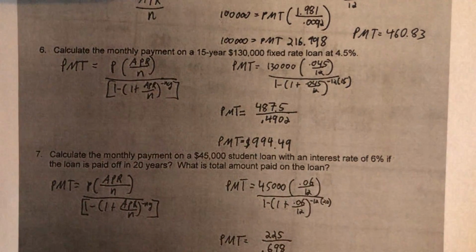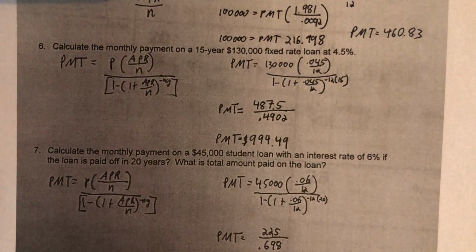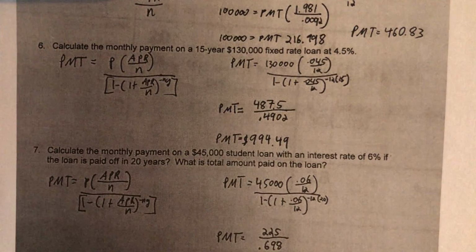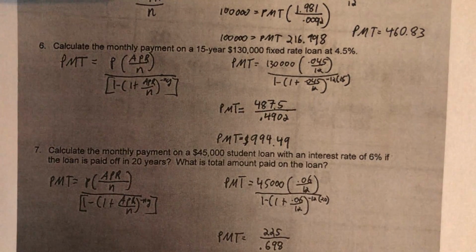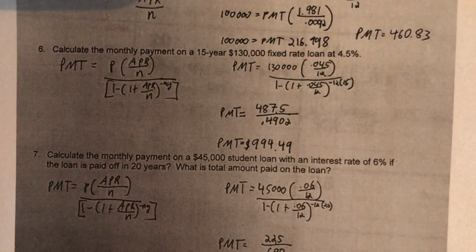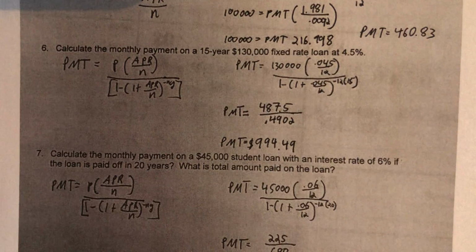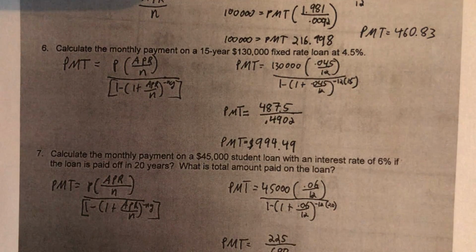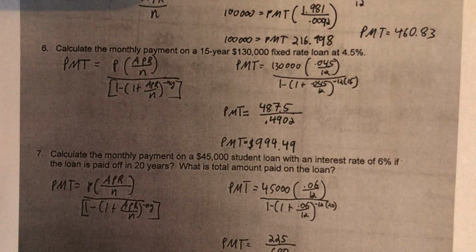All right, number 6. I have a 15-year, $130,000 home loan at 4.5% interest. What are my monthly payments? So principal, $130,000. Interest rate, 0.045 divided by 12. And for the denominator, 1 minus parentheses 1 plus 0.045 divided by 12 to the negative 12 times 15.